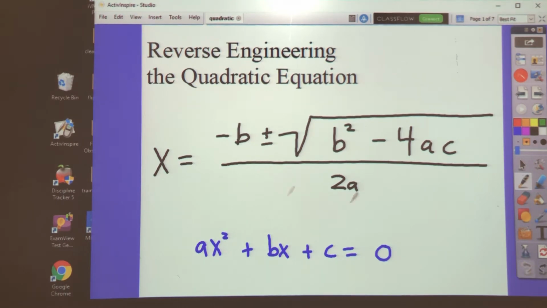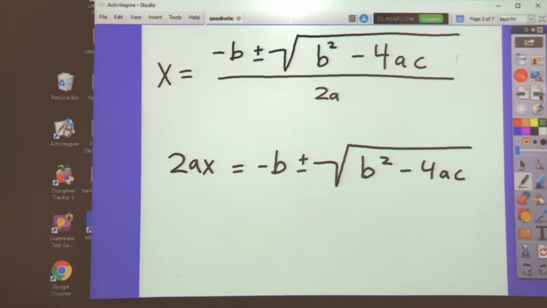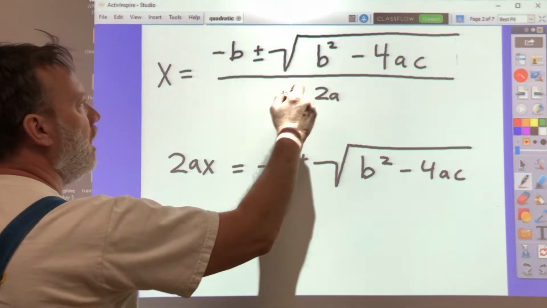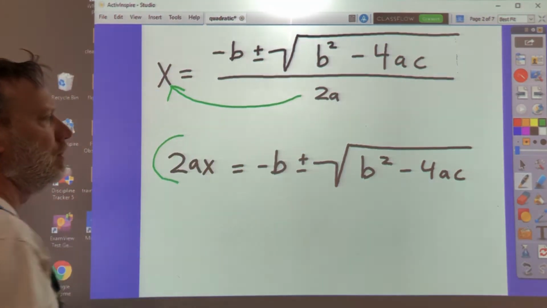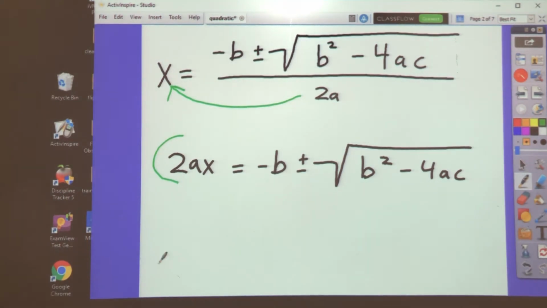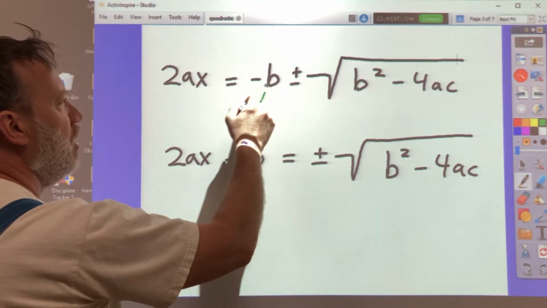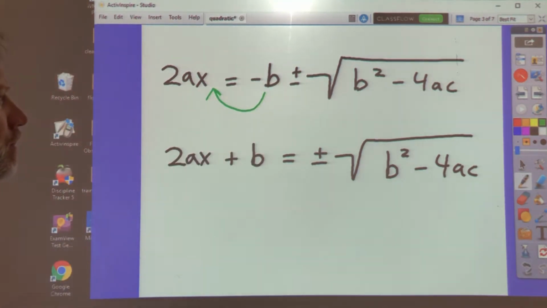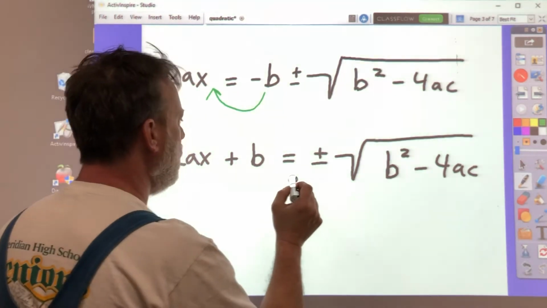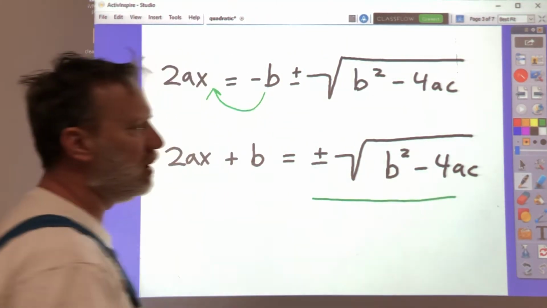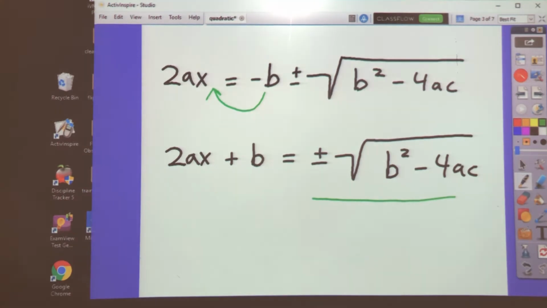So the first thing is you got this equation, and we'll bring this 2a up here by multiplying, and get this. We'll get 2ax equals the opposite of b plus or minus square root of b squared minus 4ac. So we'll take this to the next page. And here it is. And we'll bring the b over here by adding on both sides. Now we got 2ax plus b equals the square root of b squared minus 4ac. And we'll take that part to the next page.